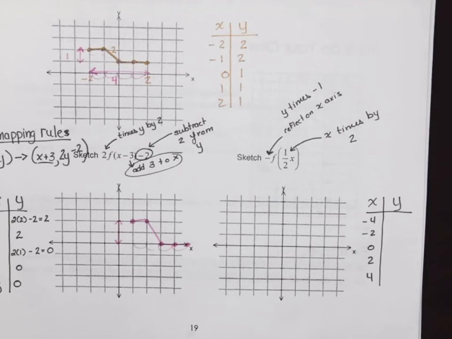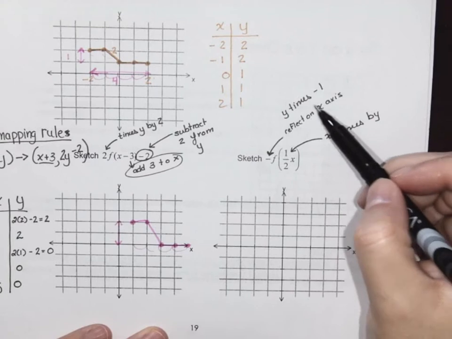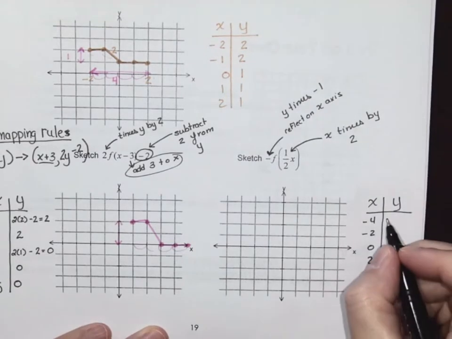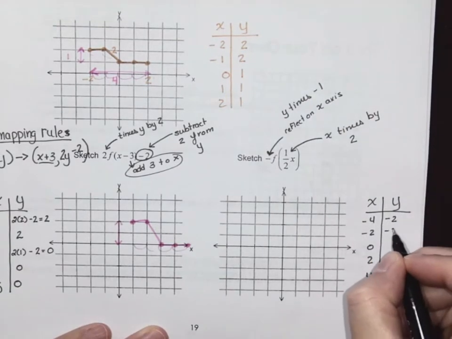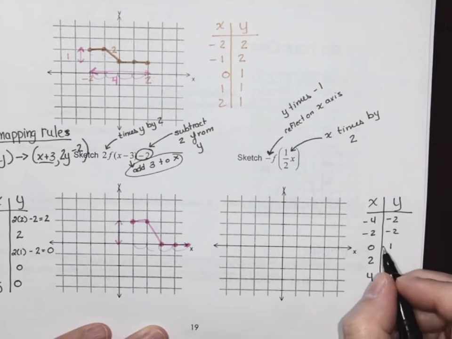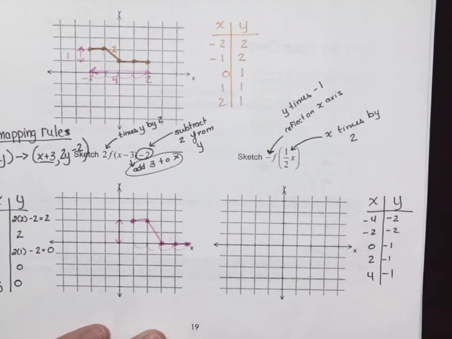Is the height going to change on our graph? No, because we're timesing it by a negative, but it will be upside down. So now we're going to take our y values and times them by -1. So I've got -2, -2, -1, -1, -1.